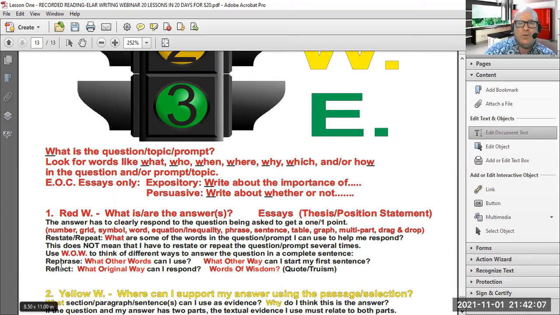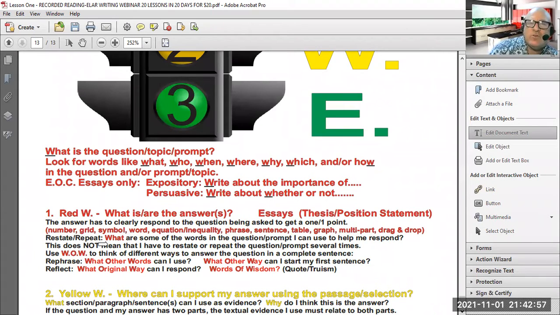Okay, in short answer, in order to get a 1 on the newly constructed responses, depending on the subject, kids write a number, use a grid, write a symbol, a word, an equation or inequality with math, a phrase, meaning a group of words, a complete sentence, a table, a graph, multi-part, or drag and drop. All those are going to be worth 1 point.